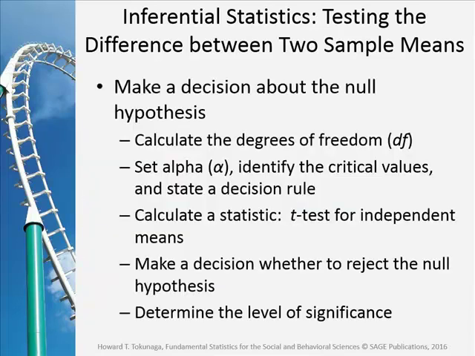Make a decision about the null hypothesis? Well, how are we going to do that? Well, we need to figure out, given our sample, what have we observed? How probable is it that we have observed from our sample what we have observed, given what we think the distribution is shaped like? So here's some steps. First step, calculate degrees of freedom.